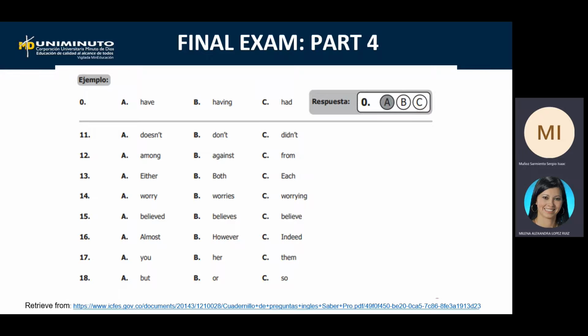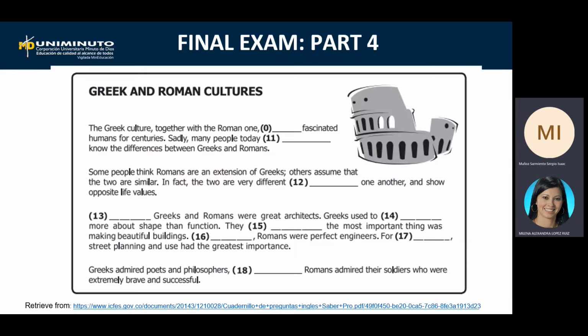Okay, good. So, Sergio, the idea is we are going to read it. Number 0 is going to be the example, and you're going to choose the best option according to the grammar. So let's start. You read, and you choose the best answer, and we're going to discuss which one is the best answer. So let's start. Go ahead.